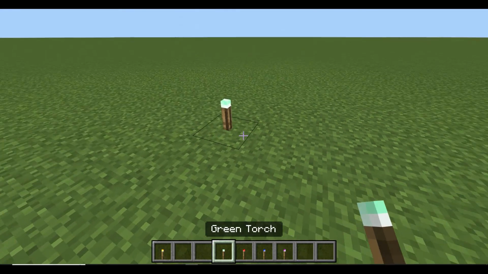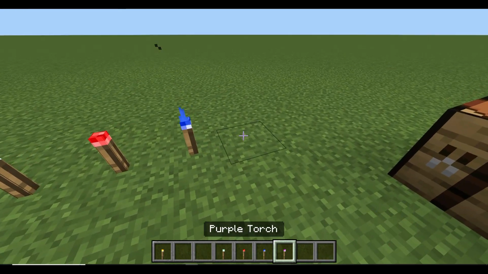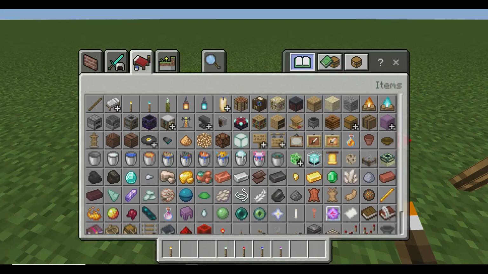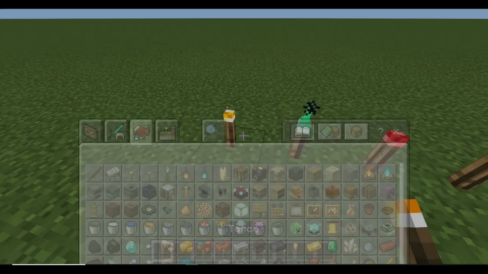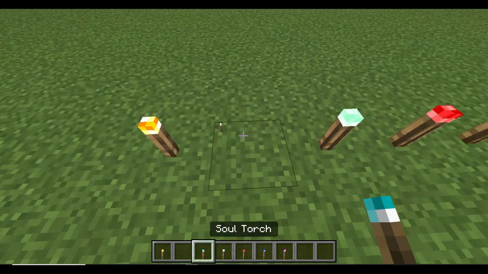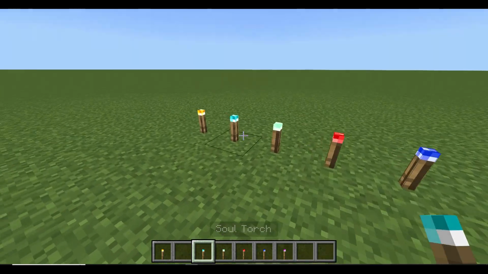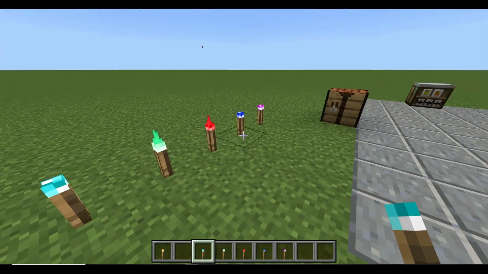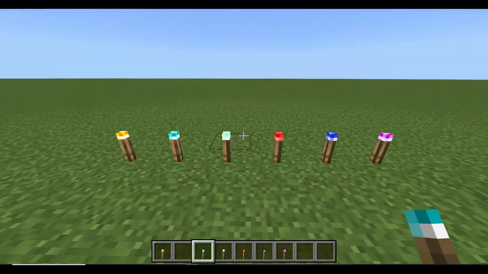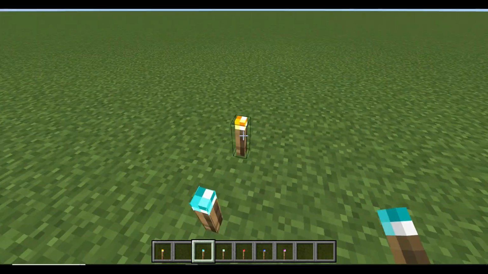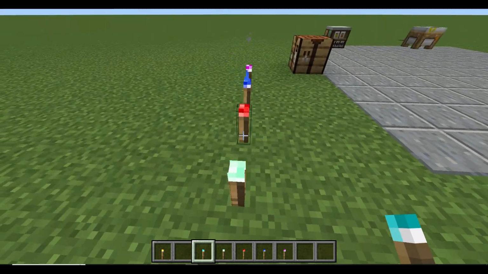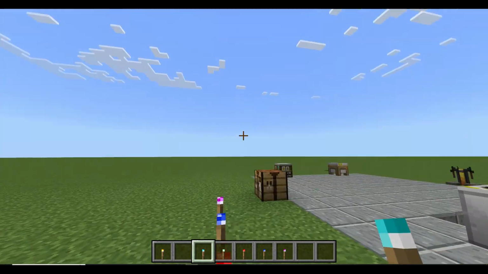And if you place them down, you get different colors. And so these are all of the colors. There's 1, 2, 3, 4, 5, 6 in this game. In the normal game you have the soul torch and the normal torch, and with Education Edition you have all of these.